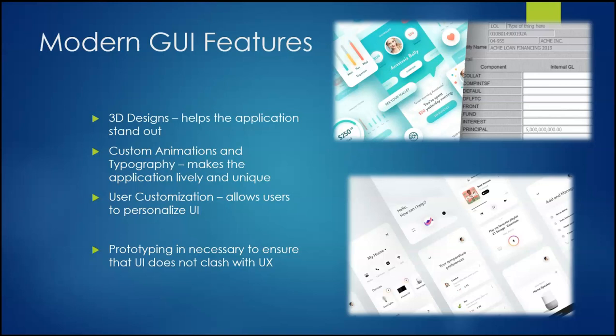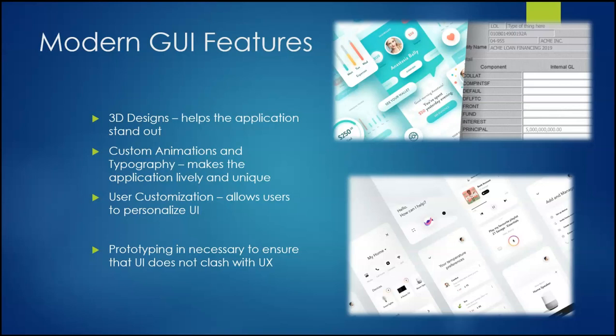There are many modern features GUI developers can use. There's 3D designs, which help the application stand out. There's also custom animations and typography to help make the application website look lively and unique, which is commonly seen in video games. And we also have user customization, which allows the user to personalize the UI to their own taste. Some of the most common that I've seen are light and dark modes.